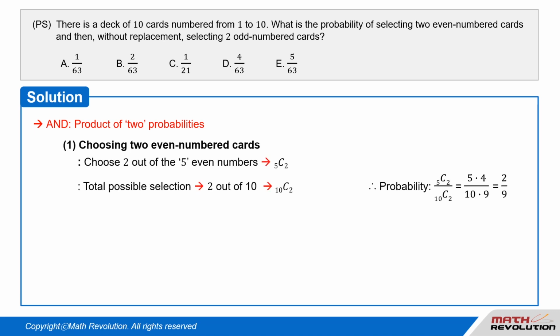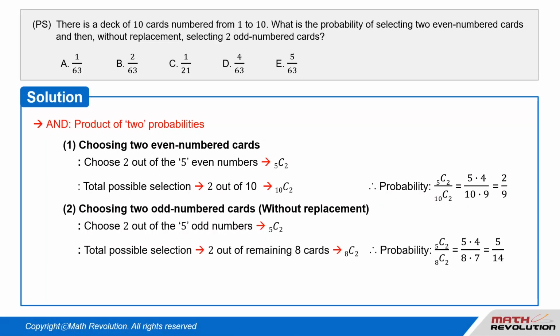Probability of choosing 2 even-numbered cards. We can choose 2 out of the 5 even numbers in 5 choose 2 ways, and the total possible selections will be choosing 2 out of 10, or 10 choose 2. Therefore, the probability is 5 choose 2 over 10 choose 2, which is equal to 5 times 4 over 10 times 9, which is equal to 2 over 9.